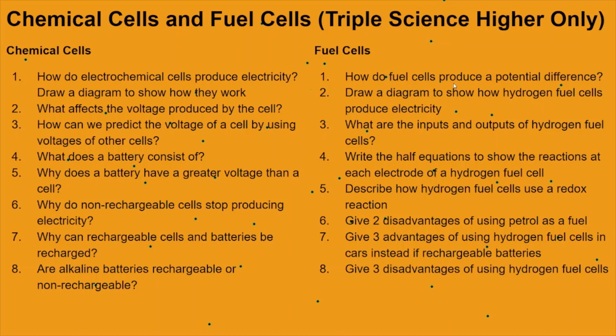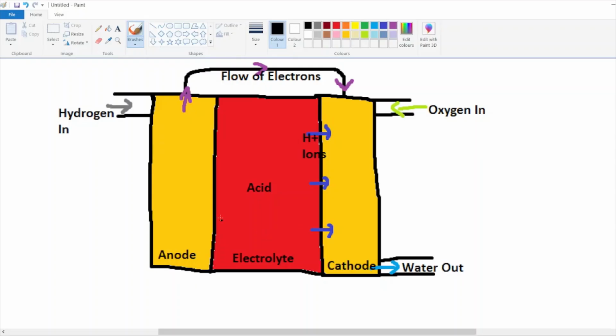Fuel cells produce a potential difference because into a fuel cell we put our fuel, and we also put oxygen. What happens to the fuel, let's say hydrogen, because we're looking at our example of a hydrogen fuel cell, is that our hydrogen gets oxidized by the oxygen electrochemically within that cell, and this produces a potential difference in the cell. So here's our hydrogen fuel cell.